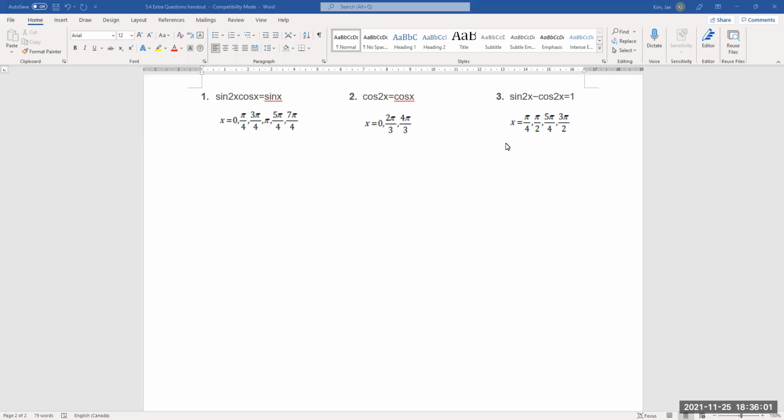All right. Someone has requested number 3 from the handout I gave out in class for chapter 5.4. So that would be solving trig equations, number 3 on the very bottom of the extra handout.